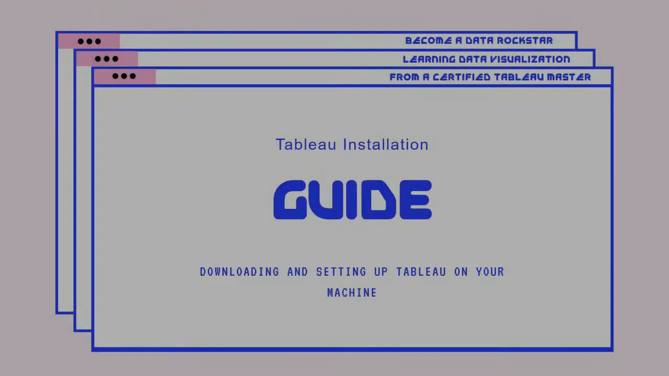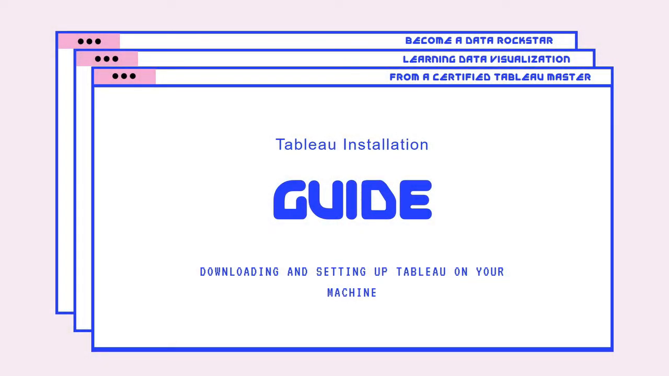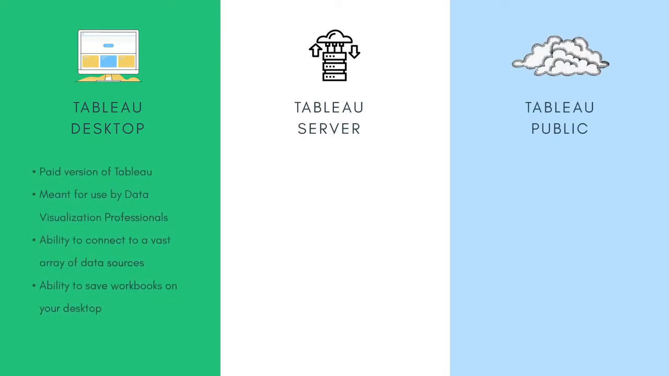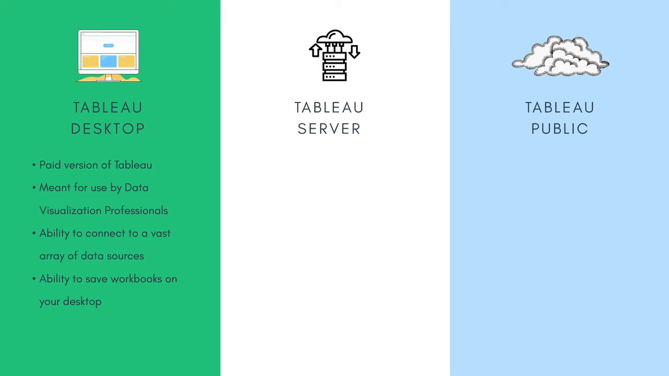Welcome to your next chapter. In this chapter, we'll learn how to install Tableau on your desktop. Tableau comes in various versions, and the main ones are as follows: Tableau Desktop, Tableau Server, and finally Tableau Public. Tableau Desktop is the paid version of Tableau meant to be used by data visualization professionals.